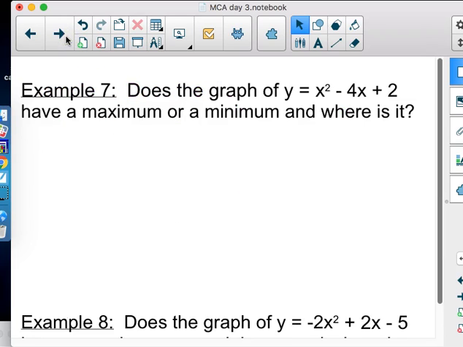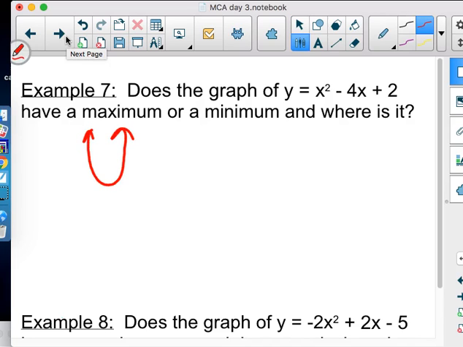Alrighty. Now, oh, this is a good one too, but I'll bet you could do this on your own. Does the graph of y equals x squared minus 4x plus 2 have a maximum or a minimum? And where is it? Let's say we didn't want to use the calculator on this. We're like, I got this. Does this open up or down? It opens up. It's an x squared, and it's positive. So does that have a max or a min? It has a minimum.